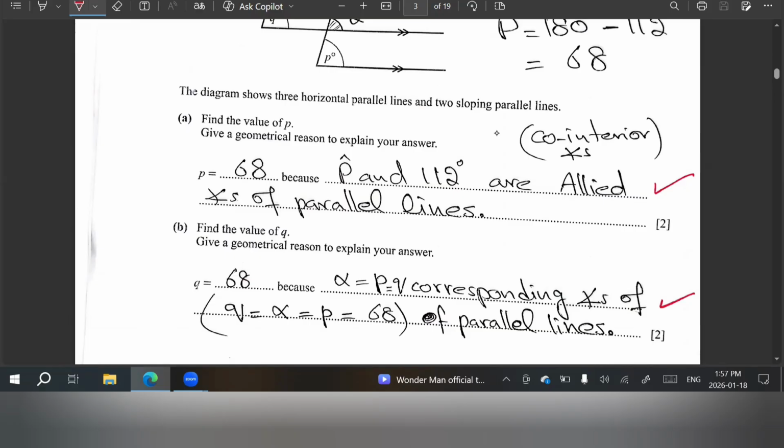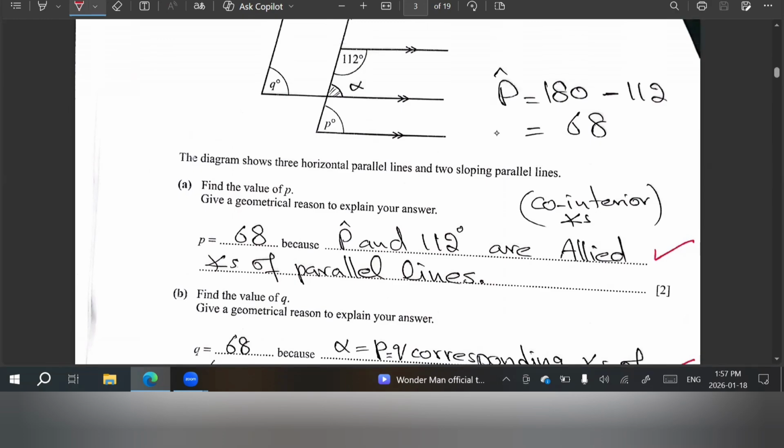So P will be equal to, because P plus 112 is equal to 180. So P will be equal to 180 minus 112. So that will be 68. The reason you will write here is that P and the 112 are allied angles of the parallel lines.